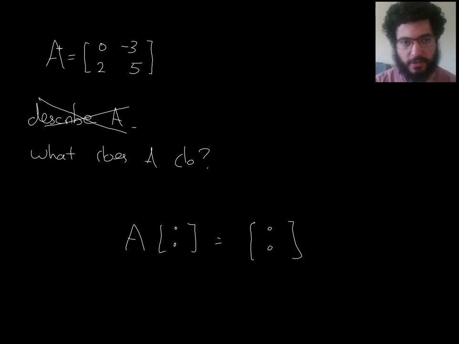So let's go back to our question here about 0, negative 3, 2, 5, or just any random 2 by 2 matrix. What does it do? Maybe we can find some special directions where you just get scaling behavior.